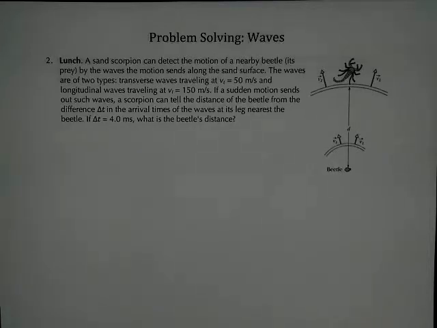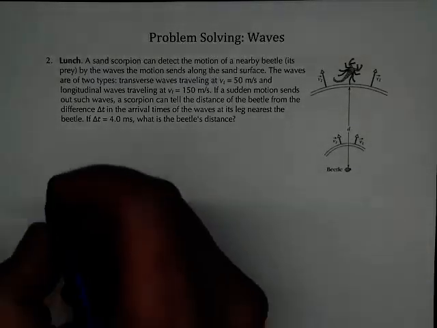The waves are of two types, transverse waves that are traveling 50 meters a second and longitudinal waves traveling at 150 meters a second. If the sudden motion sends out such waves, the scorpion can tell the distance of the beetle from the difference in the arrival times of the waves at its leg nearest to the beetle. So if that time gap is 4 milliseconds, what is the beetle's distance?